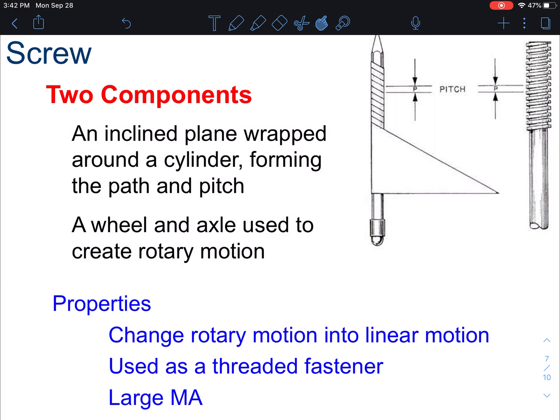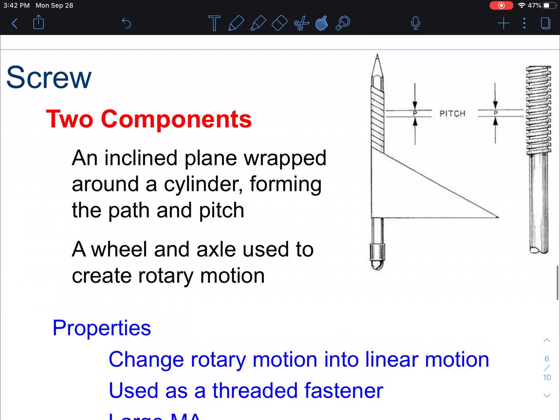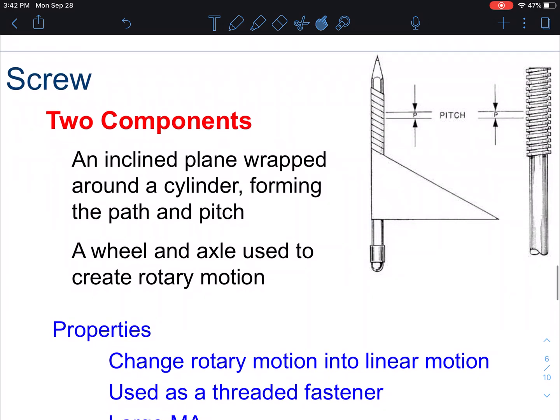It's like an inclined plane wrapped around a cylinder. So if you take your pencil and a piece of paper and cut a triangle shape out of the paper, you could wrap that piece of paper around the pencil and it would actually look like a screw. You can see in the picture here that that's what they're doing. They're making this look like this over here, which is a real screw.